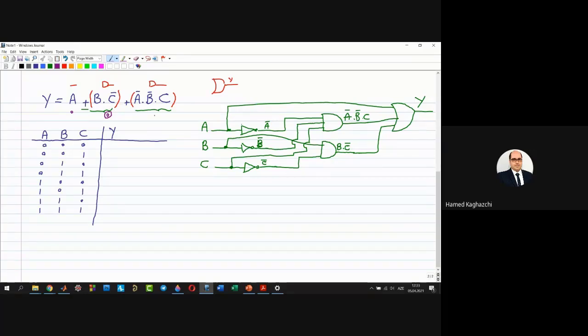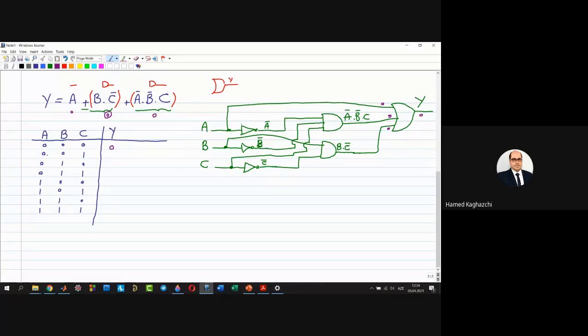What about this one? Again, 0, for the same reason. Because if I look at here, I can find that one of these variables will be 0 and I have AND gates, so I have 0. So 0 plus 0 plus 0 will be what? 0. This one will be 0, 0, and 0. So my output will be 0.